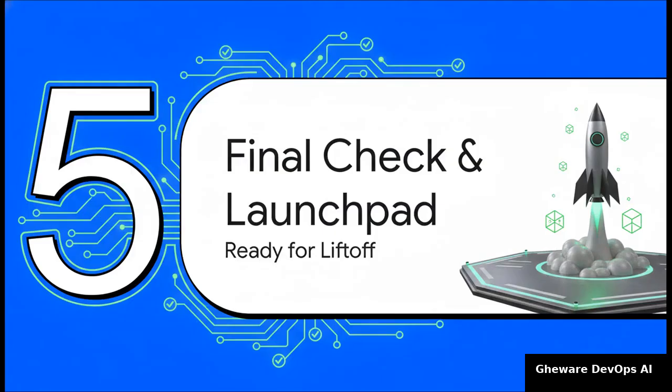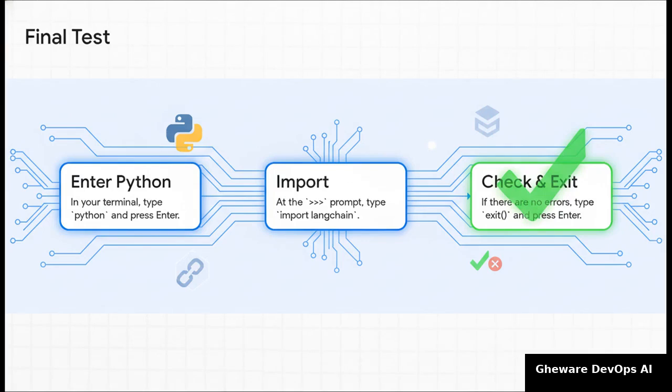We are on the home stretch, folks. We have laid the foundation, we've built the workspace, we've gathered all our tools, and we've secured the key to the AI. Now, all that's left is one final check to make sure all the wires are connected correctly. Back in your terminal, make sure you still see venv. Just type python and hit Enter.